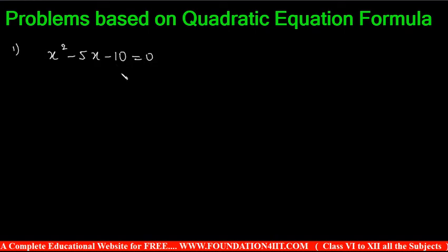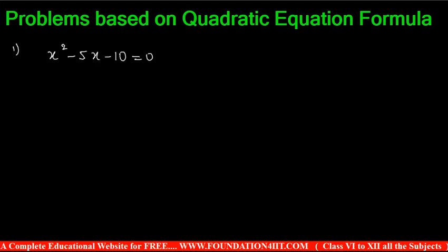This quadratic equation I need to solve. So splitting the middle term is not possible for this. The constant is minus 10, the x square coefficient is 1, and 1 into minus 10 is minus 10. If you add any two numbers that multiply to minus 10, you won't get minus 5. So compulsorily we need to use the formula.